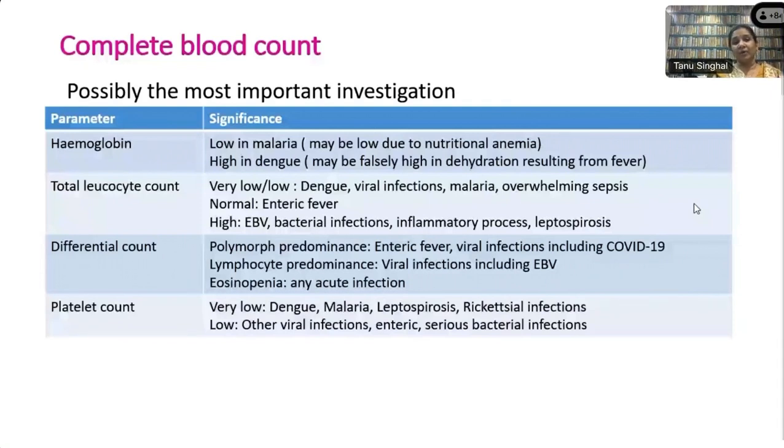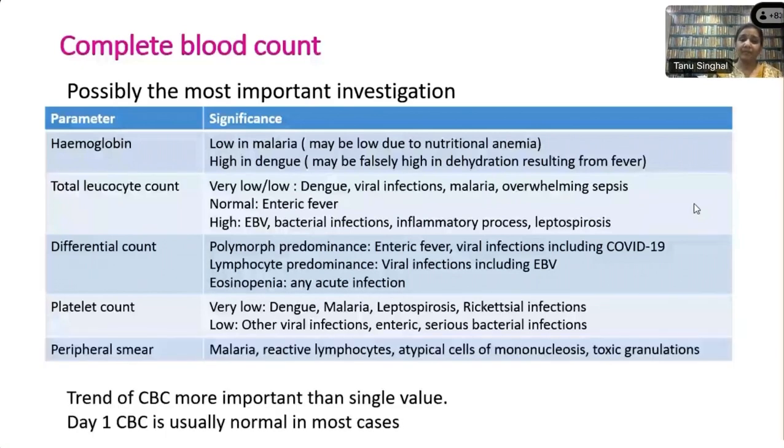Platelets, again, non-specific, but the degree of fall in platelet count helps. So if your platelet counts are very low, then it is more likely that you're dealing with diseases like dengue, malaria, leptospira, or rickettsial infections. Whereas if your platelets are normal or a little low, then you can see that in other viral infections like flu, EBV. In typhoid, your platelet counts fall, but usually in the second week. And in serious bacterial infections, you can see a low platelet count, like a low white cell count also, because of a DIC-like situation. And then it doesn't stop with this. The peripheral smear is very important because it will tell you about the malarial parasite.